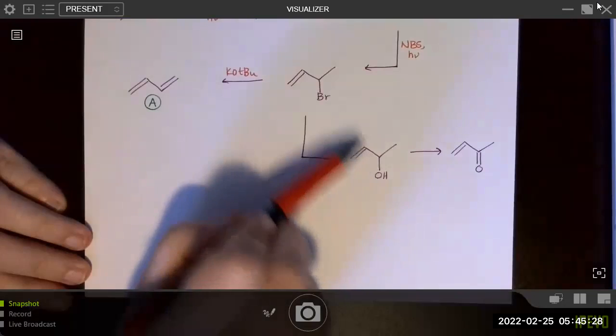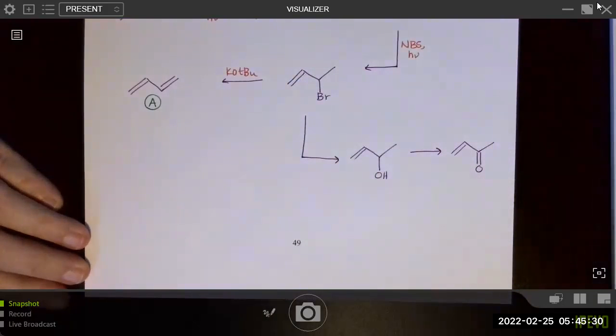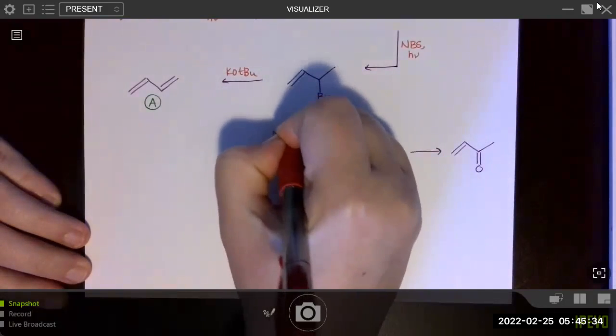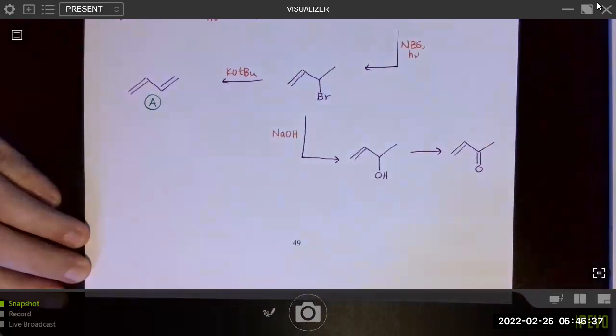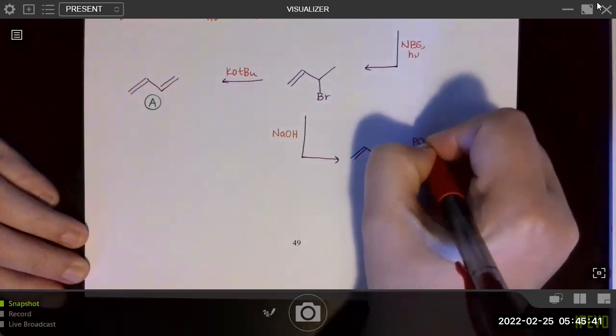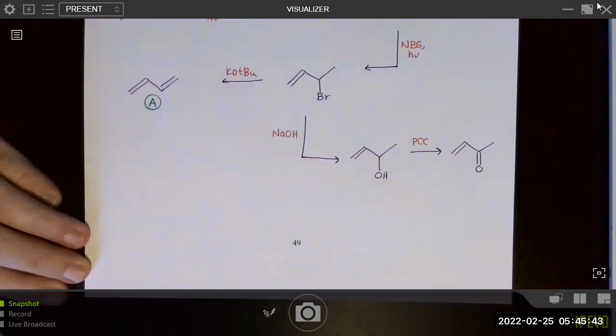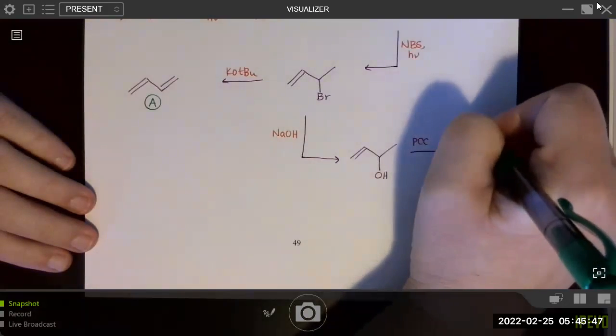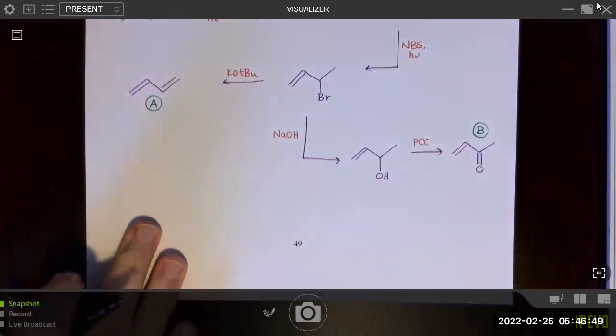So this is a substitution reaction, right, an SN2 reaction. So we want to use strong base. And this is an oxidation reaction. We can use PCC or sodium dichromate. And then again, we would take those A and B together, gentle heating to do the Diels-Alder reaction.